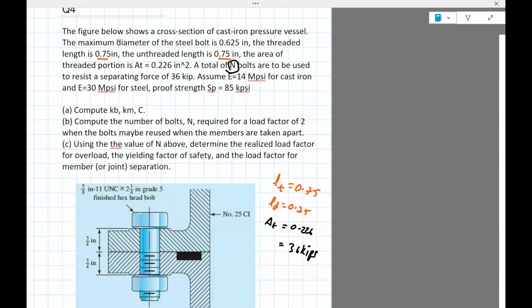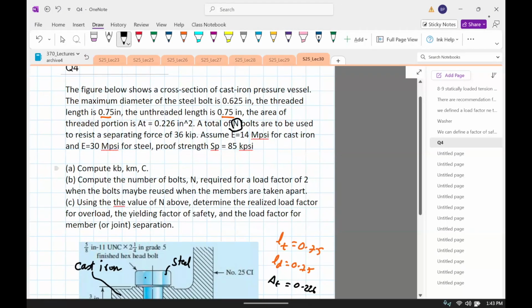Okay, we'll think about this. You're given E for cast iron, E for steel. Compute KB, KM, C. Now, the reason why you're given these two is because this bolt is made out of steel, and this is made out of cast iron. Yeah, the cast iron pressure vessel, and the bolt is made of steel. Okay, so compute KB, KM, and C. C is straightforward. It depends on KB and KM.